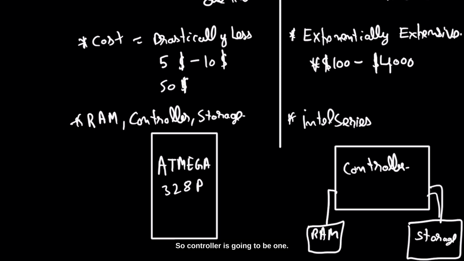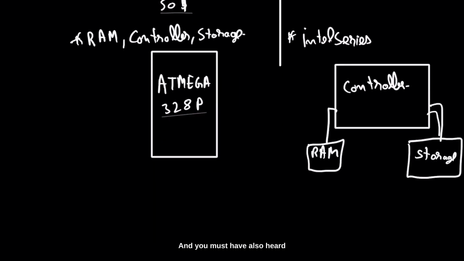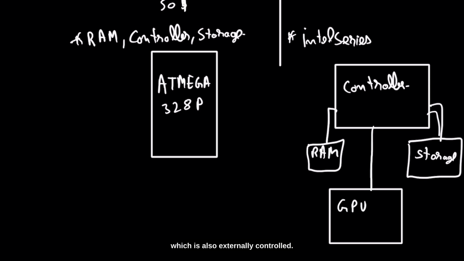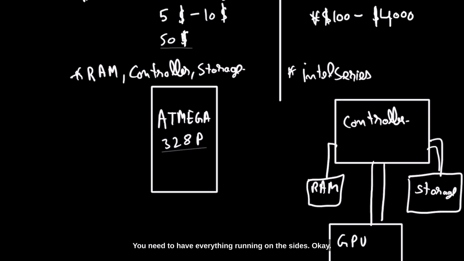Okay, so if the controller is going to be one, you must have also heard about GPU, graphical processing unit. So you have GPU as well, which is also externally controlled. Okay, so nothing is in the central base. You need to have everything running on the sides.